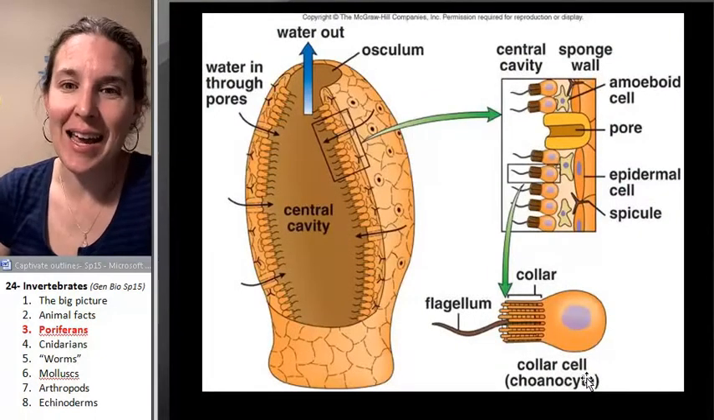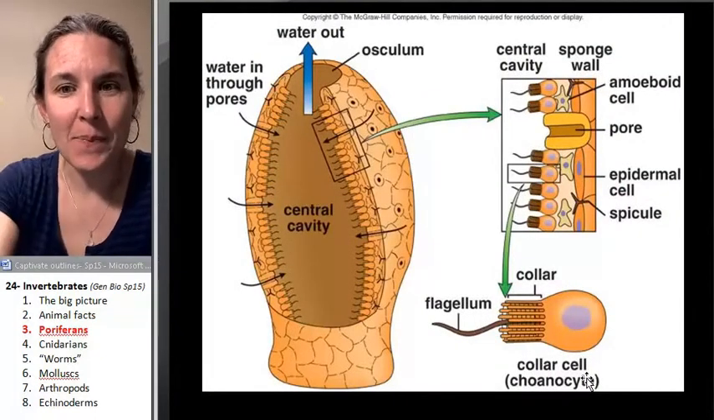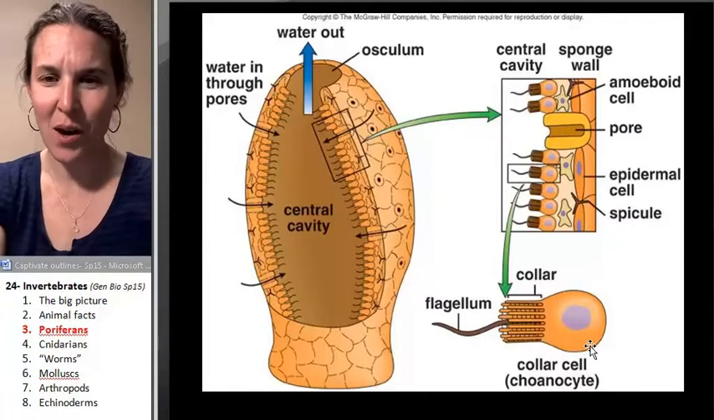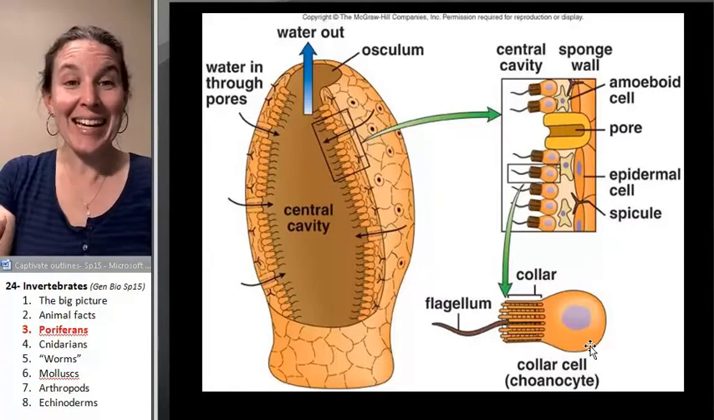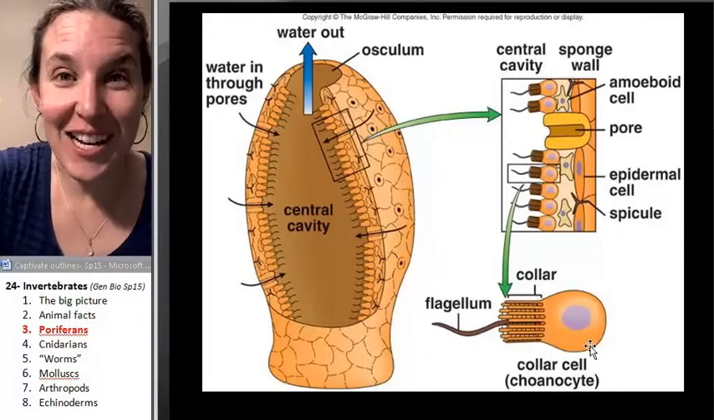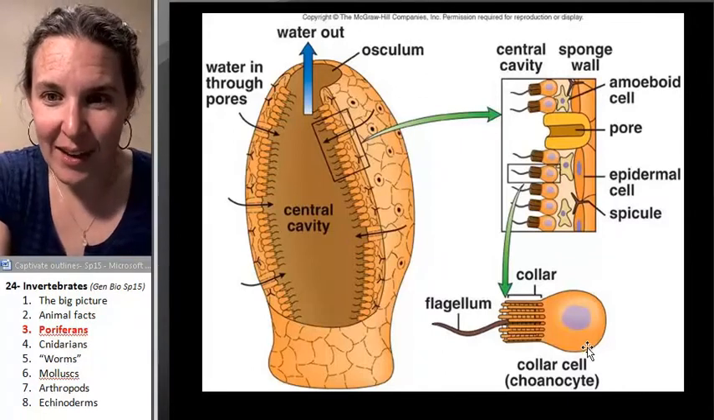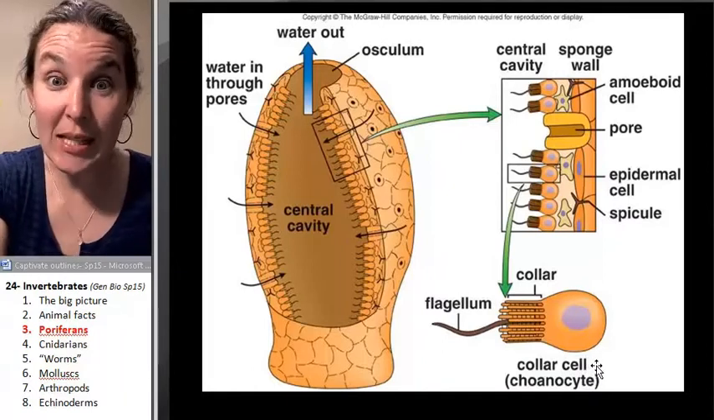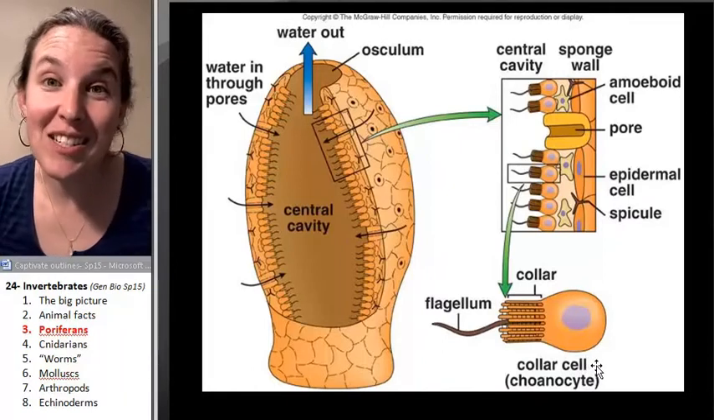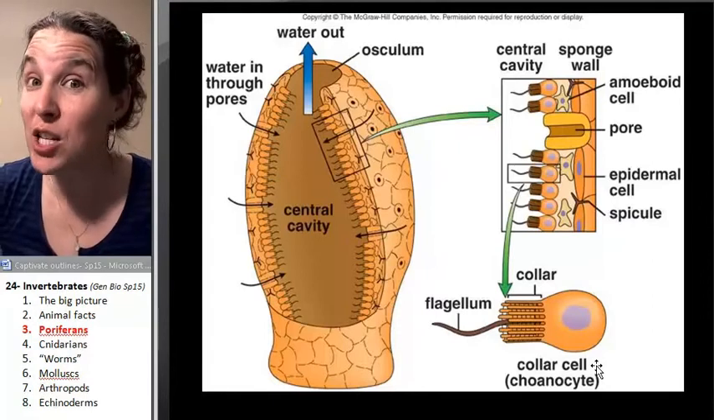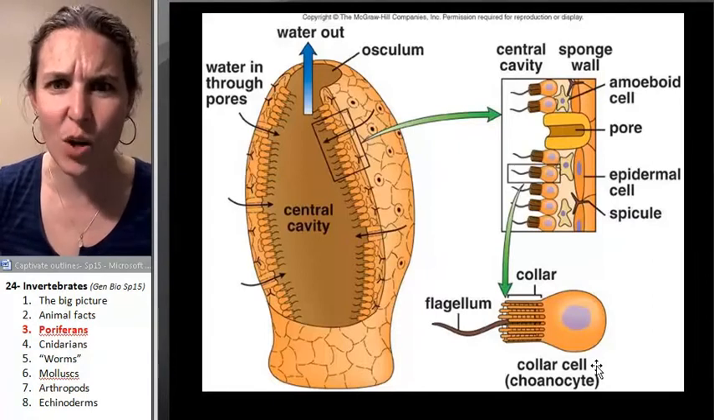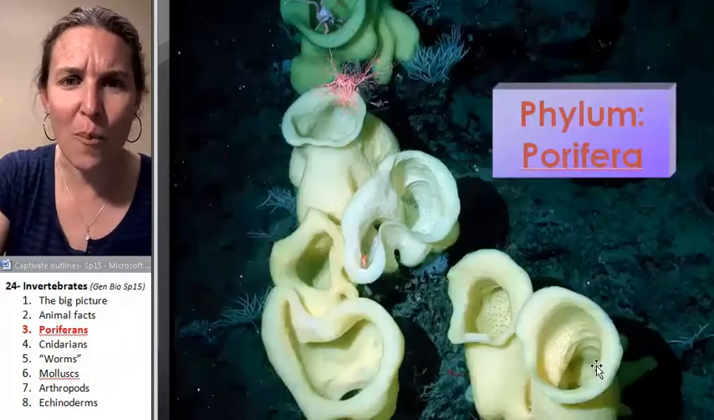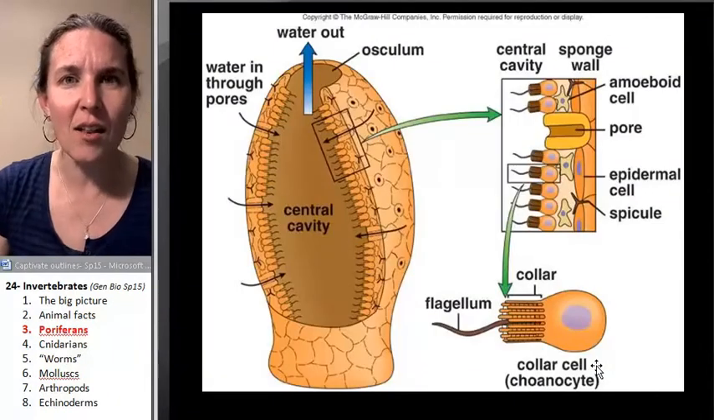Seriously, take a look. Does this look familiar to anyone? What? Dude, that thing? That's a choanoflagellate. I'm sorry. Look at that. It's the collar cell in a sponge. It's how sponges do their filtering. Sponges are filter feeders just like choanoflagellates. Go back. Look at the choanoflagellate. Go back. Look at the collar cell.